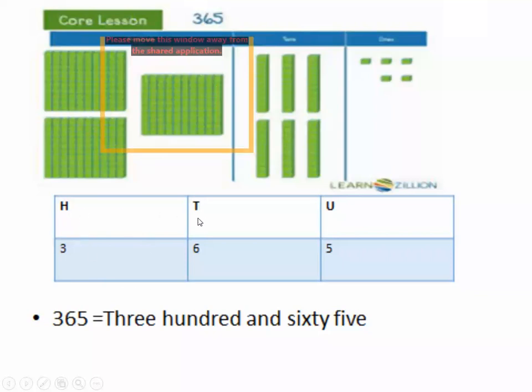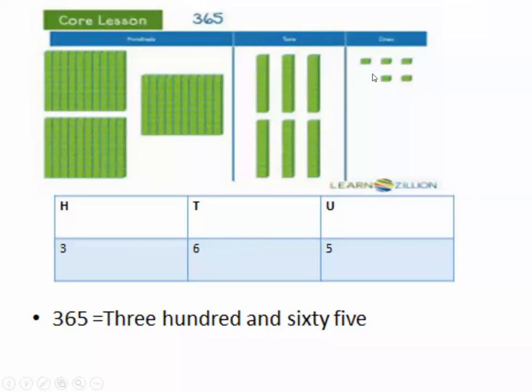Here H means hundreds, T means tens, U means units. So there are 3 blocks of 100. So we write 3 in the 100 column. Then count how many blocks of tens. 1, 2, 3, 4, 5, 6. There are 6 blocks of tens. So we write 6 in the tens column.